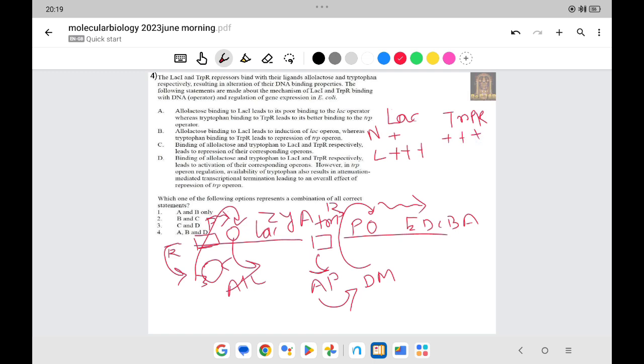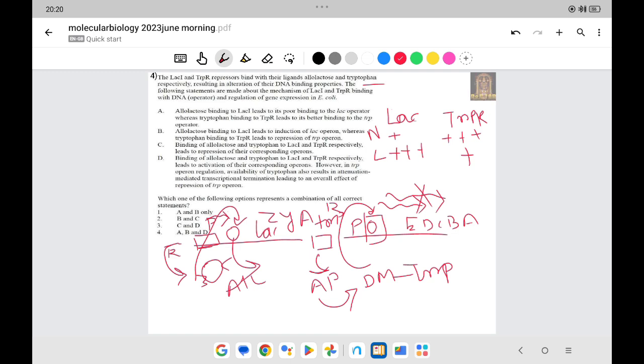But if that ligand, the tryptophan, comes and binds to this aporepressor dimer, then a certain conformational change happens, so it goes and binds with this operator, and now the transcription is no longer possible. So in the case where the ligand is present, the repressor is there, and the production is too low.